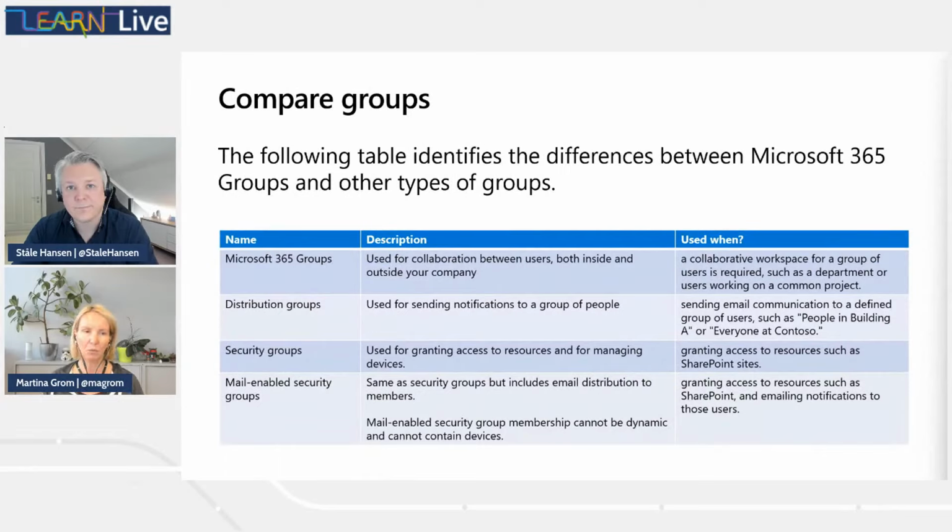In this table, we see the differences between Microsoft 365 groups and other types of groups. Very often I get the question, what's the difference between a distribution group, a security group, an email-enabled security group, and the Microsoft 365 group? Always remember, Microsoft 365 groups are born in the cloud. You can't create them on premises and sync them. It's a real cloud service. And always consider, if you go into membership services, that you go with Microsoft 365 groups.